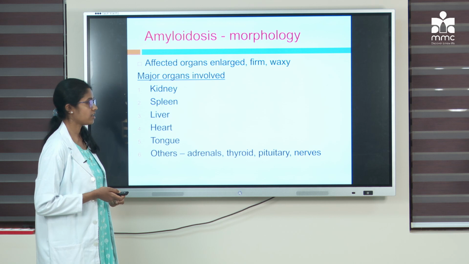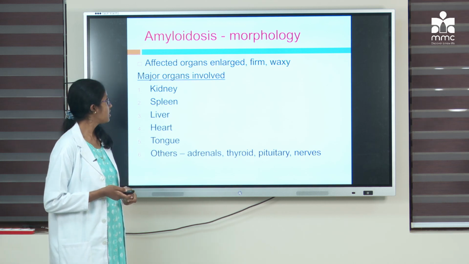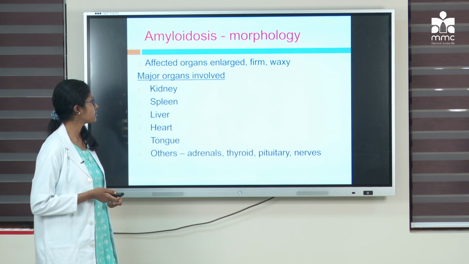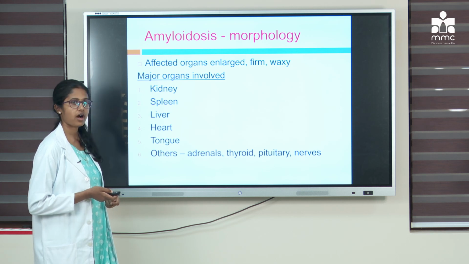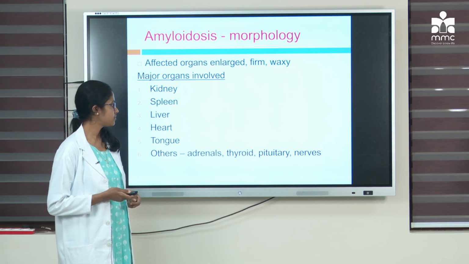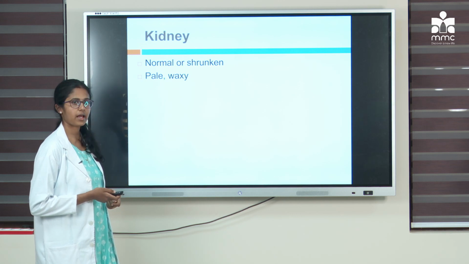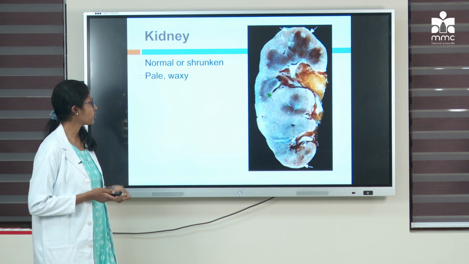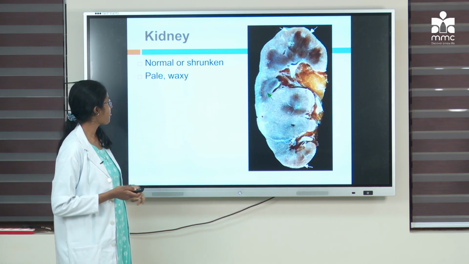So, we can now see the morphology of different organs in amyloidosis. Affected organs are enlarged, firm and waxy, and the major organs involved include kidney, spleen, liver, heart, tongue, and other organs include adrenals, thyroid, pituitary and nerves. Kidney is normal or shrunken, it can be pale or waxy, and you can see in this picture the pale and waxy cut section of the kidney.